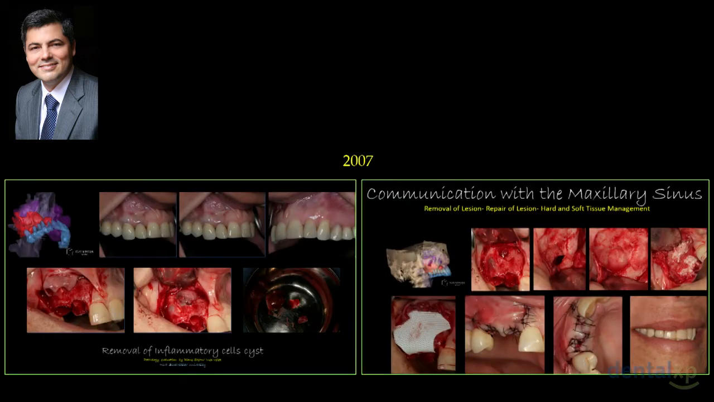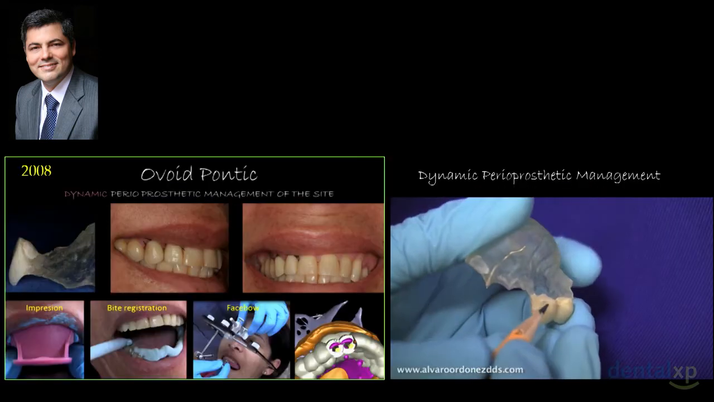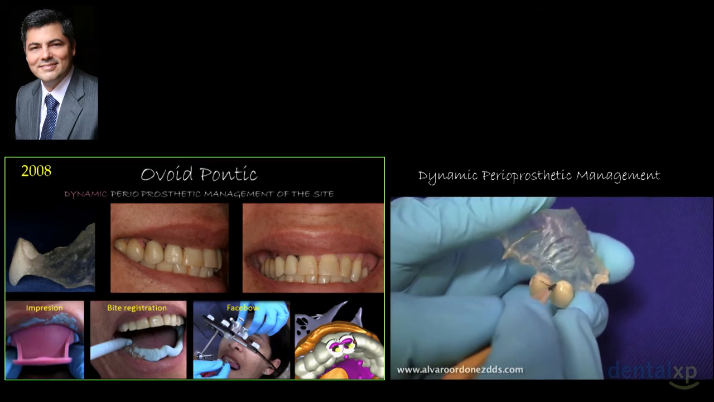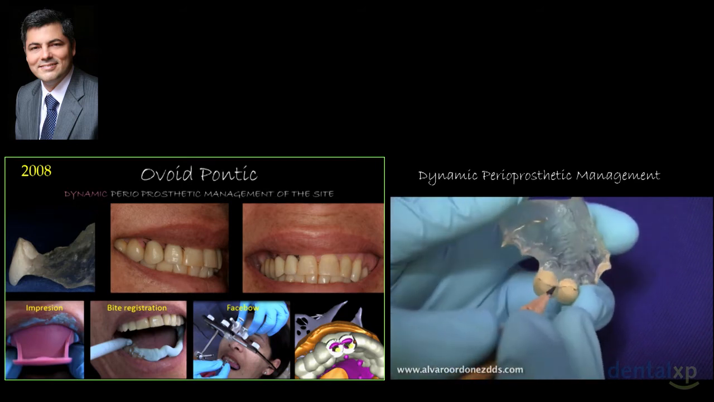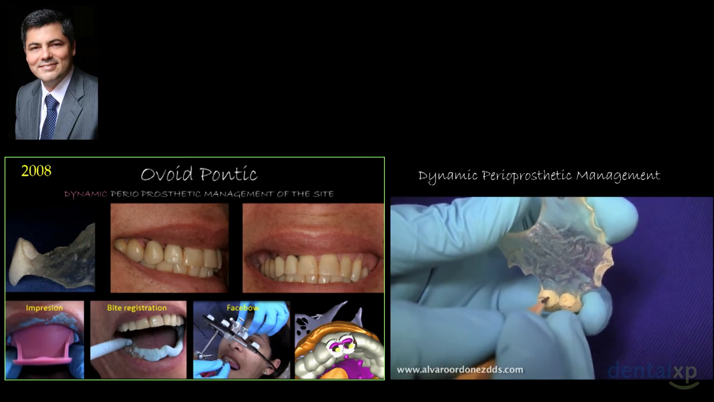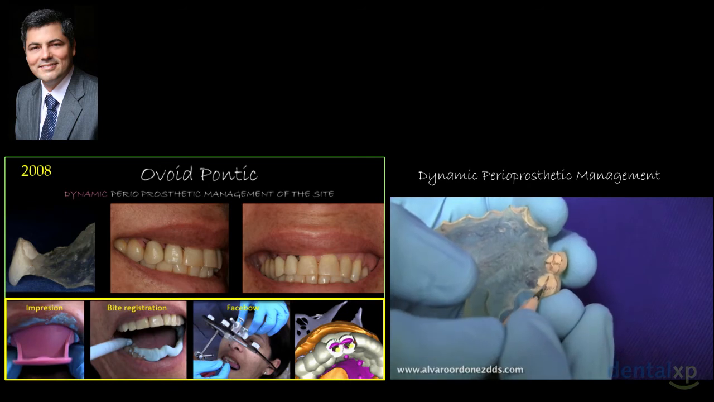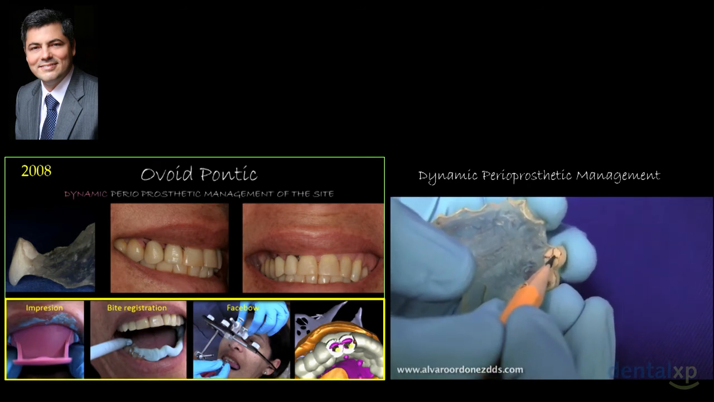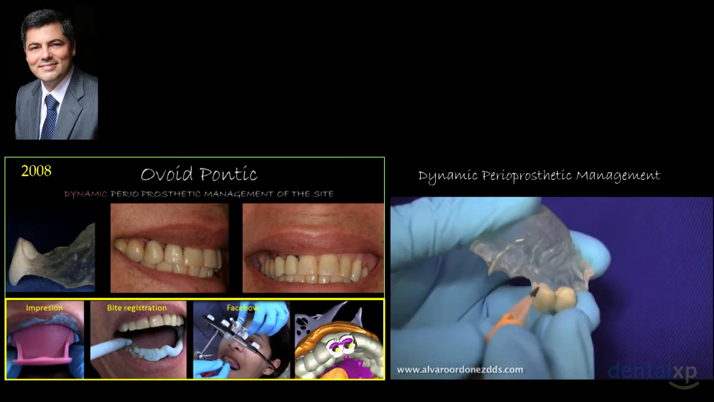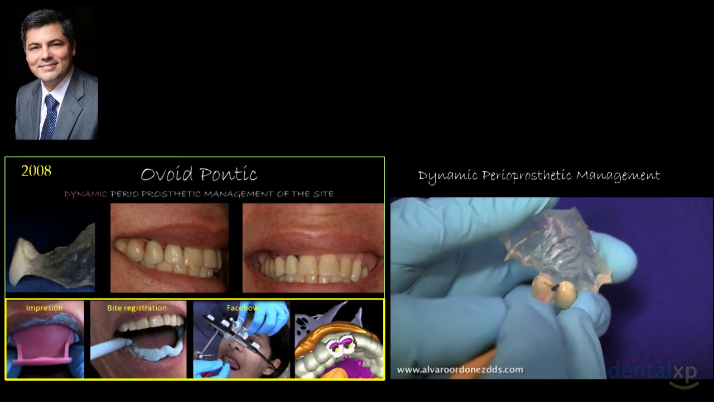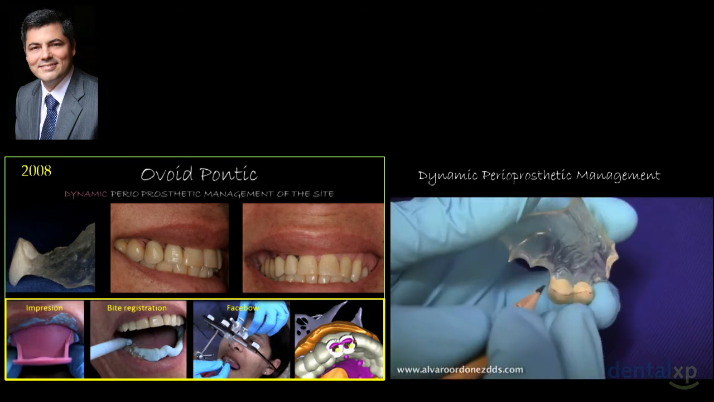So this is one of the first cases that we did, and this was back in 2007. It was the removal of a major inflammatory cells cyst with the graft of the site. And we started the prosthetic management of the site, doing a dynamic perioprosthetic management of the ovate pontic that we had created within the device. But also, we started a process of impression, bite registration, and face bow, the process of transfer. And we did a scan, we did a plan, and everything went to the company that was helping us putting it together. At this point, we were working with Implant.